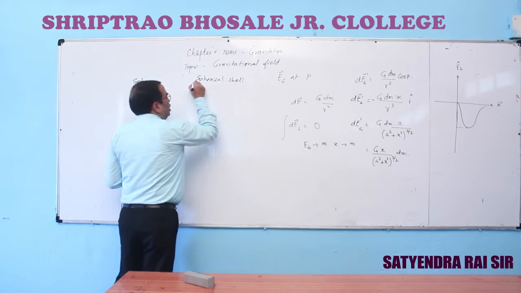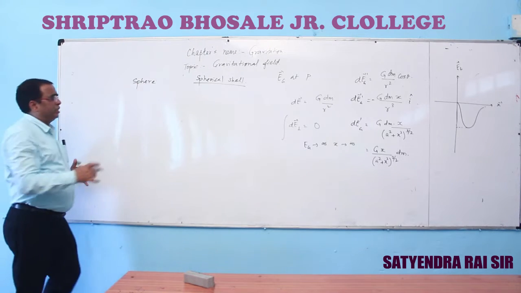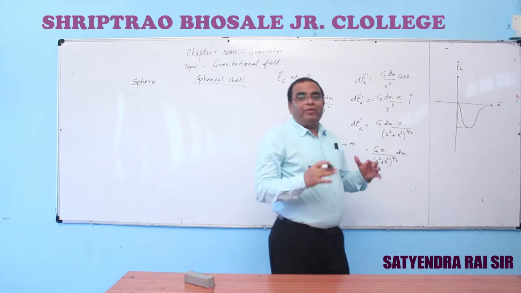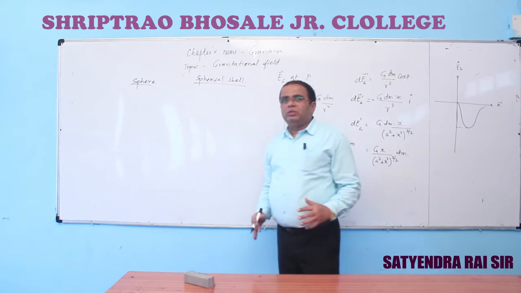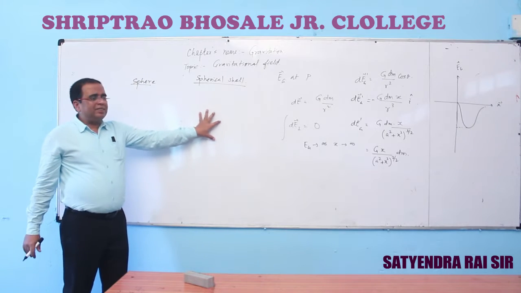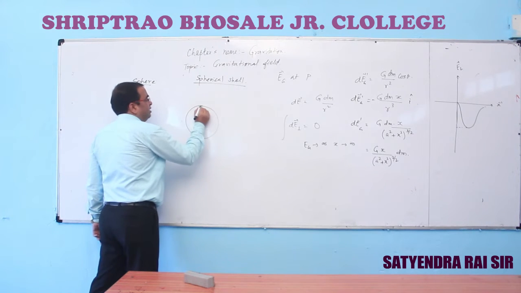Spherical cell. What is a spherical cell? What is the difference between a sphere and a spherical cell? I hope you all know this. A sphere is solid throughout, whereas a spherical cell is hollow from inside, or we can say a hollow sphere may be called a spherical cell. And we can calculate it easily.